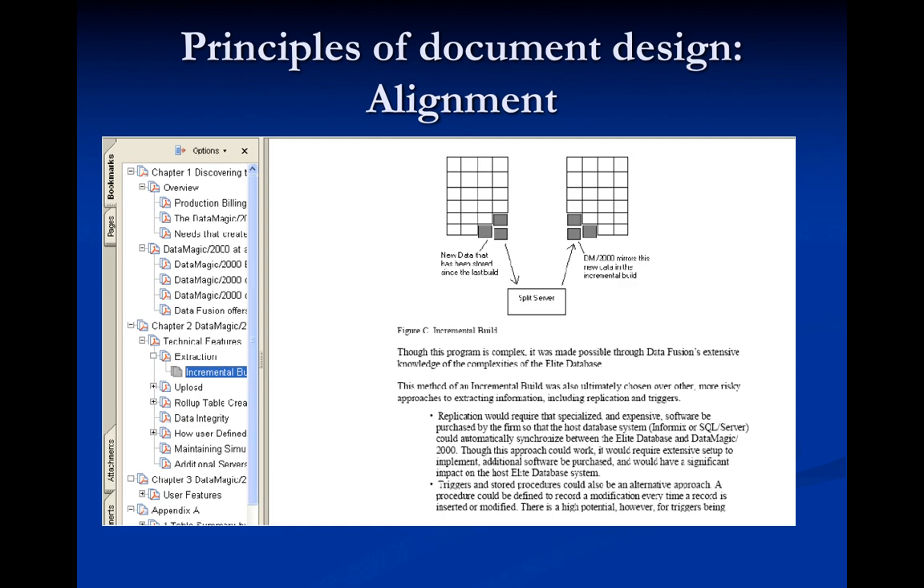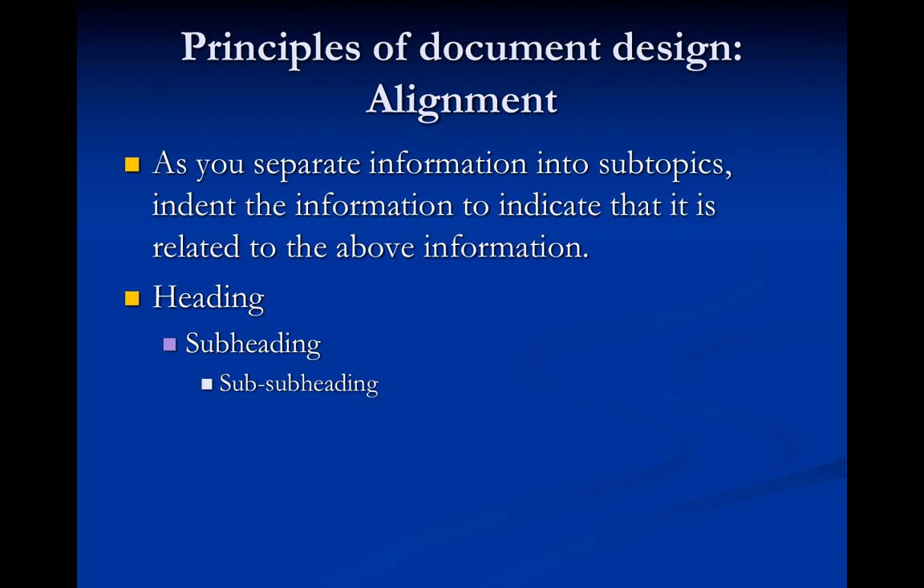So these are things that you'll want to think about as you design a document. How can I help readers quickly find information? And it's kind of through these mechanisms. Okay, so as you separate information into subtopics, make sure to indent the information to indicate that it's related to the above information. So in PowerPoint here, I wrote the word heading, and then I created a subheading, and PowerPoint automatically tabs it to the right. And then I created a subheading, and again, PowerPoint automatically tabs it to the right. So it's a convention, and this is expected of us.